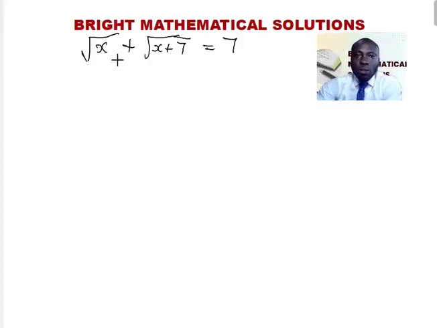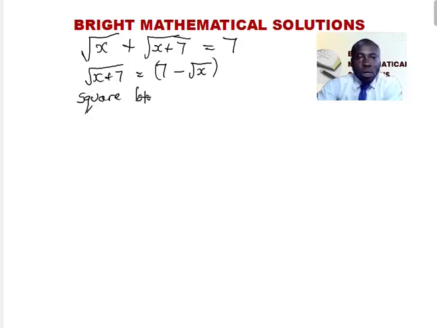Hello, let us solve this expression together. Root x plus 7 equals 7. So to solve this, we are going to rewrite this expression to become root x plus 7 equals 7 minus root x. So let us put this in brackets. So we are going to square both sides.